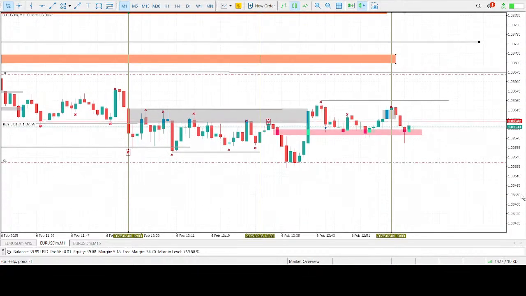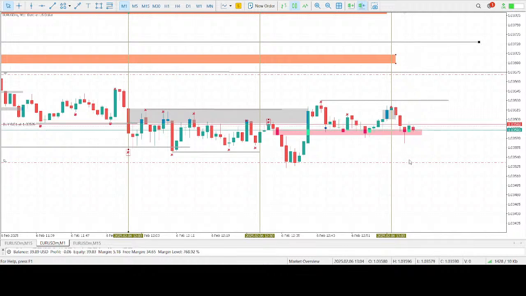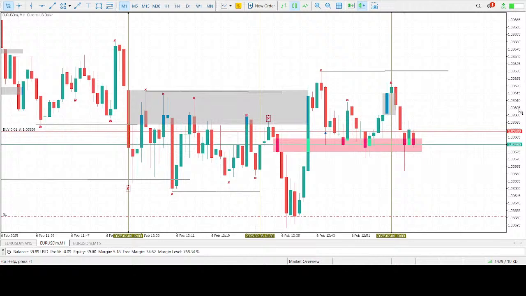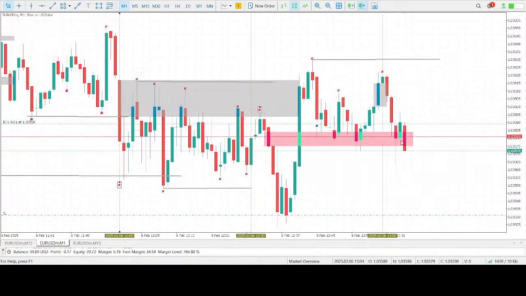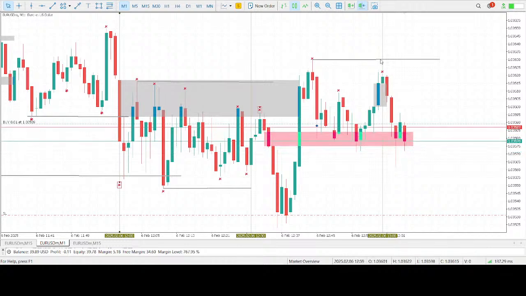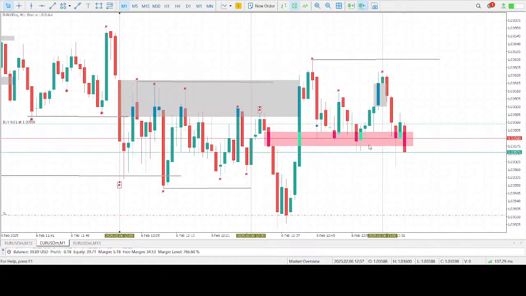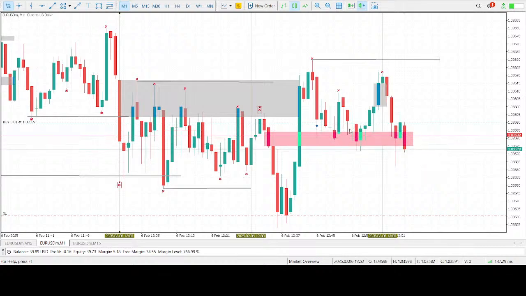My bias for this is that it would retrace back a bit before it continues running towards the sell side during the rest of the day. I was hoping for a retracement, but it can continue. Given that it has run out these orders, it could break below here, return to a fair value gap here, and then continue running lower because it has run out some liquidity here.